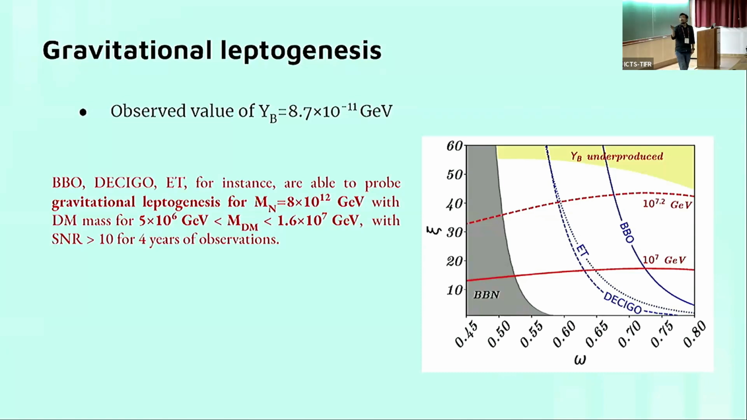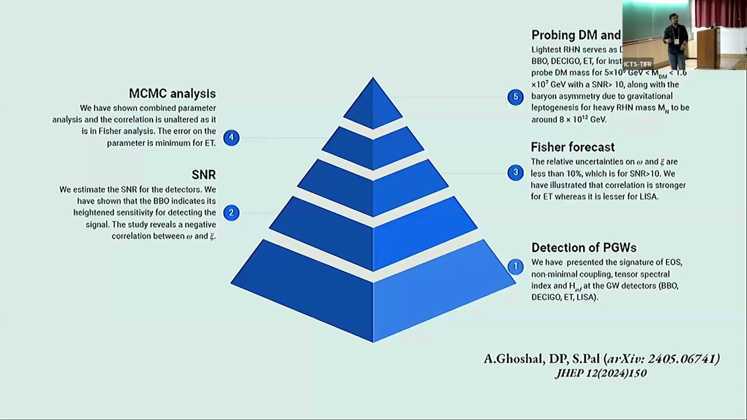Fine, so that's all. Here is my conclusion. I mainly discussed the parameter space and its signature on primordial gravitational wave detector signals. Then I moved on to the signal-to-noise ratio calculation, and finally the statistical techniques, and all of the statistical techniques show that ET is more promising compared to the other detectors, meaning BBO, DECIGO, and LISA. And finally, I have shown that this mechanism is able to probe the dark matter parameter space and the gravitational leptogenesis scenarios. Thank you.